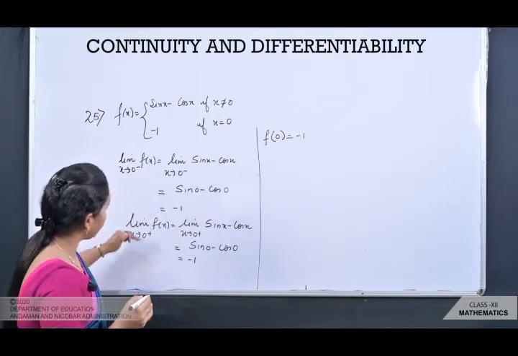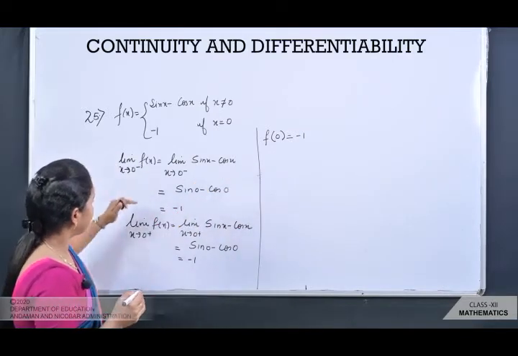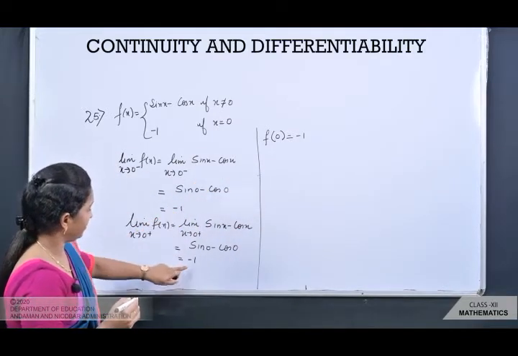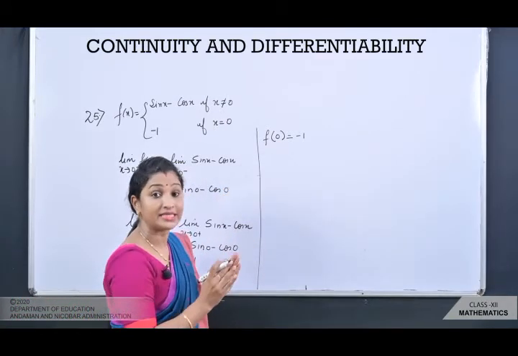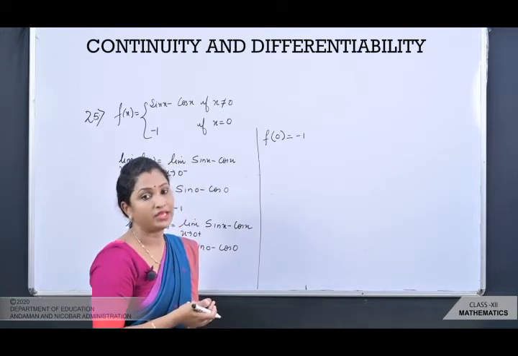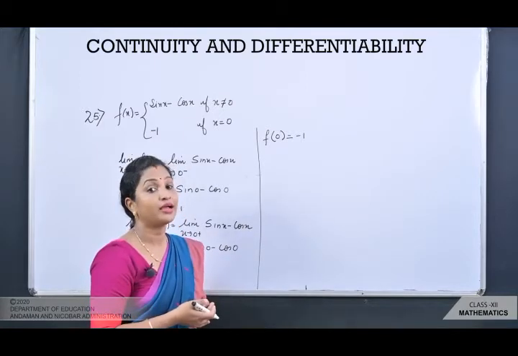So from these three things, it's clear that the left hand limit, right hand limit and the value of the function at that particular point are same. So what is the conclusion? We can say that the function is continuous.